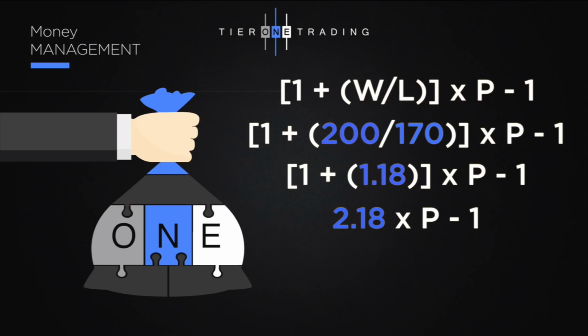What's P? P is the percentage of time that you are right. You've heard me say this before: how much do I win when I'm right? How much do I lose when I'm wrong? And how often am I right? Those three things are what we're focusing on here. And P is the percentage of time that you are right.